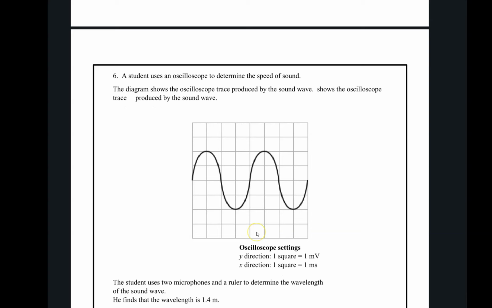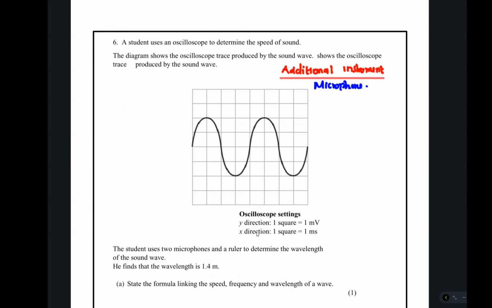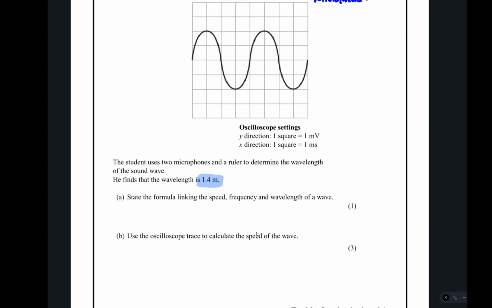Now the student uses 2 microphones. A microphone is also required here, and in some questions you may find they are asking you which other apparatus is required. When you're given that question, the additional instrument is a microphone, which is mentioned here. So when this experiment is performed, 2 microphones are used like that, and when you measure the distance between the microphones, that represents the wavelength.